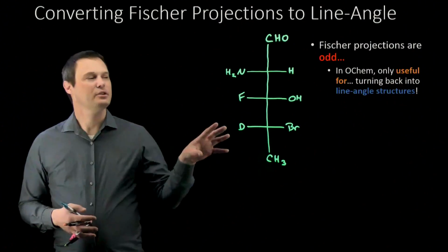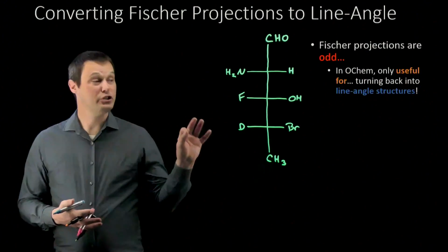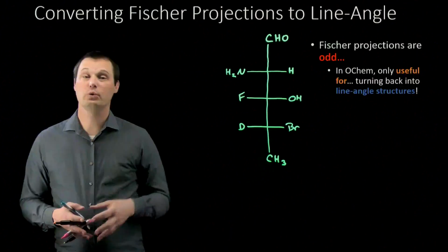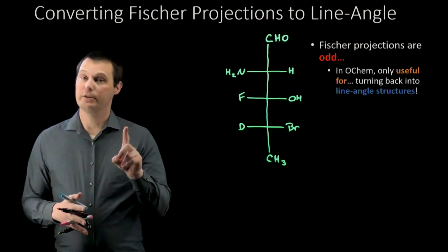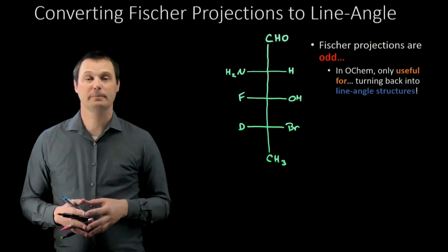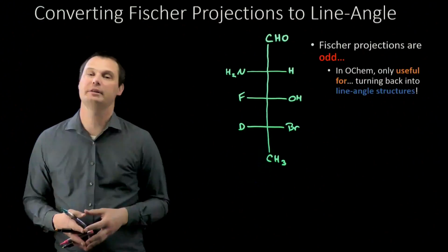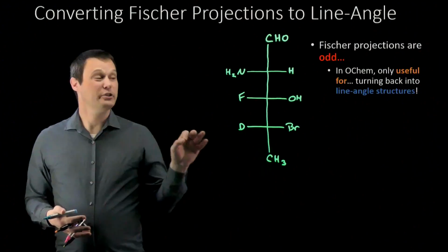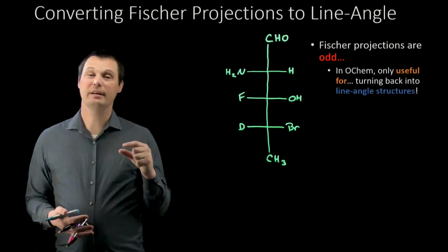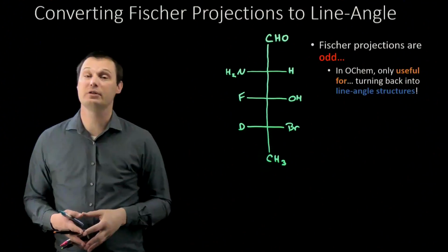Let's go over a process to turn this Fischer projection back into a useful line angle structure. There are lots of legitimate ways to do this. I'm not concerned with those. I'm going to show you one way. Is it the only way? No. Is it the best way? No. It's my way. And it's the way I'm going to teach you. Can you do this other ways? Sure, I don't really care, but Fischer projections have such limited utility in organic chemistry that it's not really worth taking up brain space with several different ways to turn this into a line angle structure.